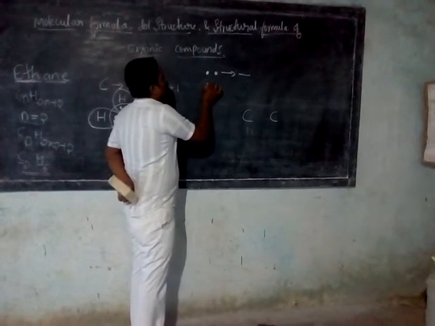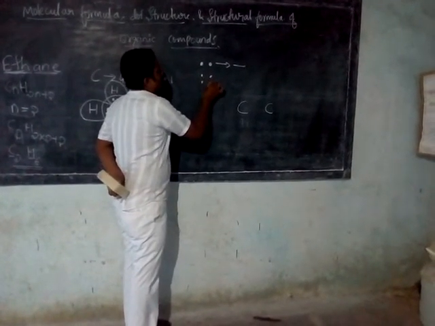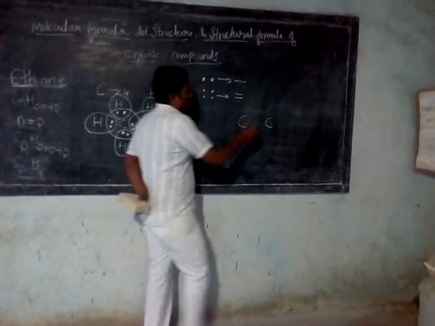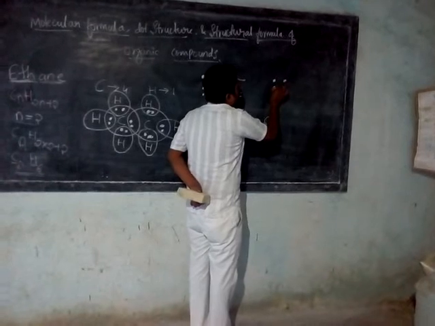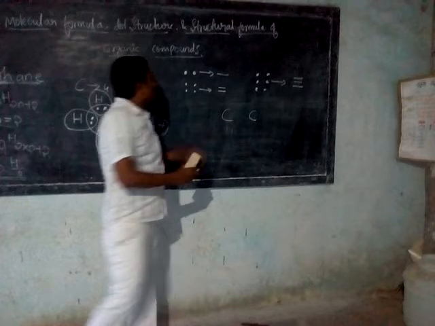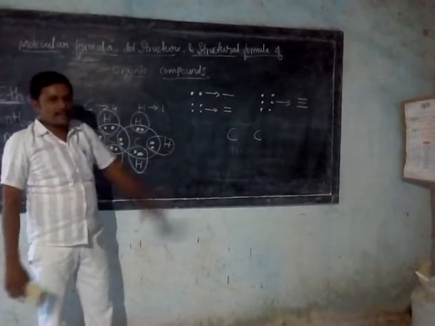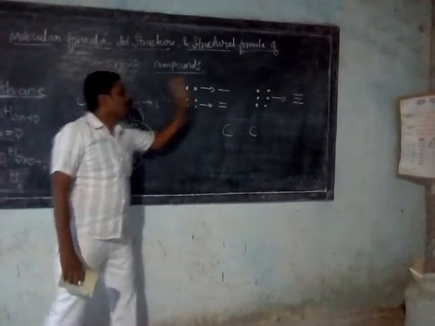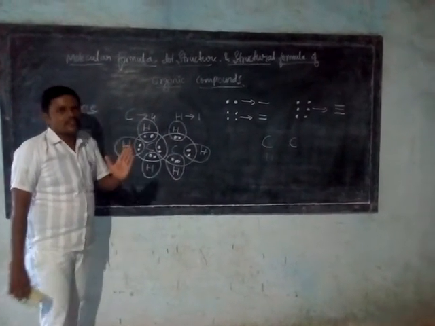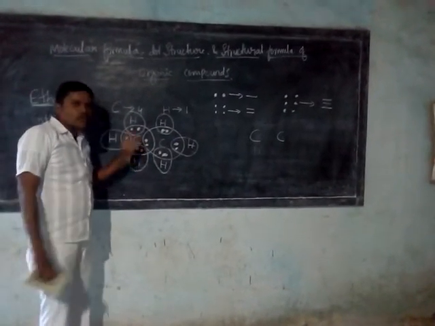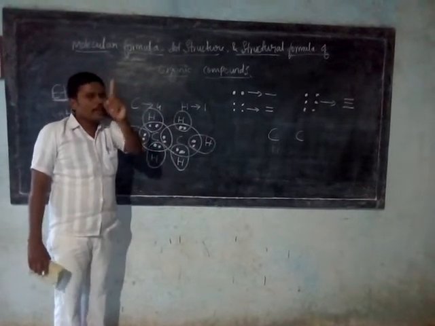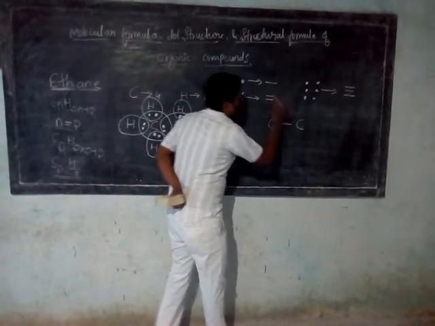4 dots means a double bond. And 6 dots means a triple bond. A pair of dots, a pair of electrons, means one bond. So here also, in between the carbon and the carbon, how many electrons, how many dots are there? Only 2 dots. So according to our formula, how many bonds do we have to put? Only one bond. I will put one bond.